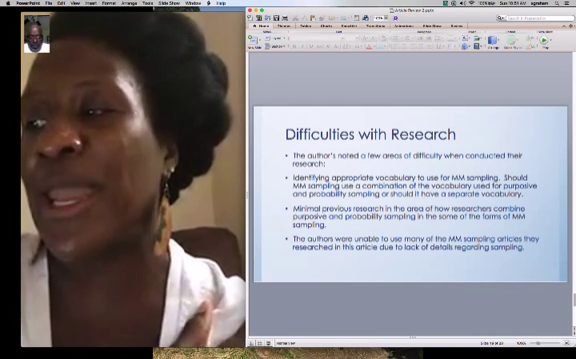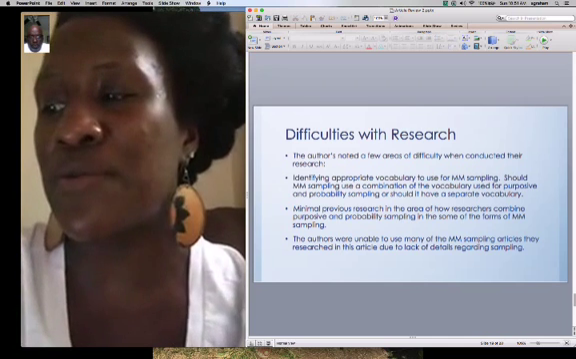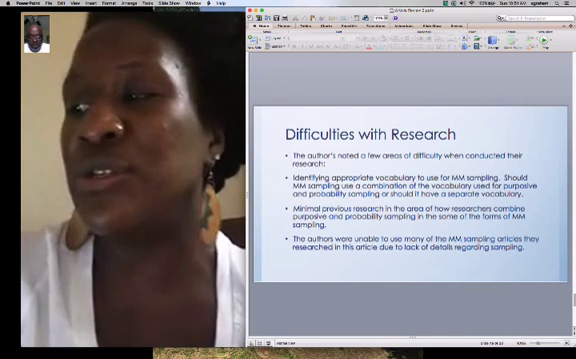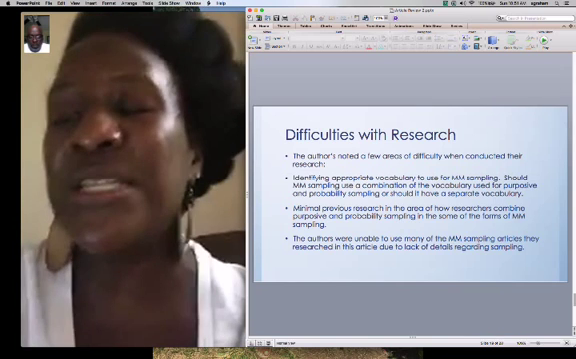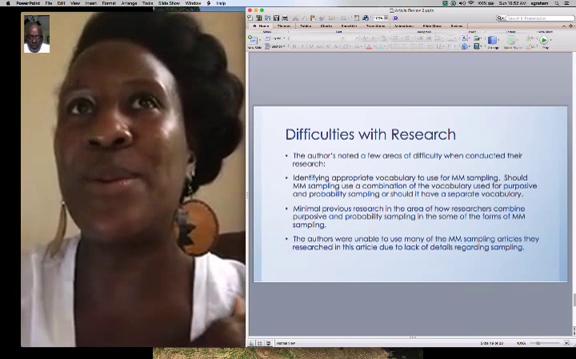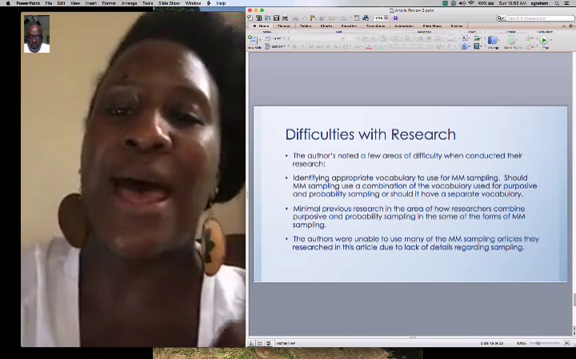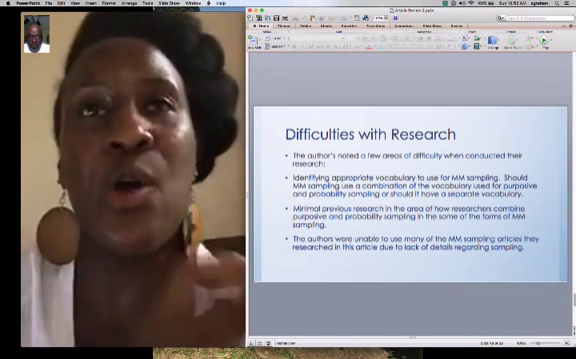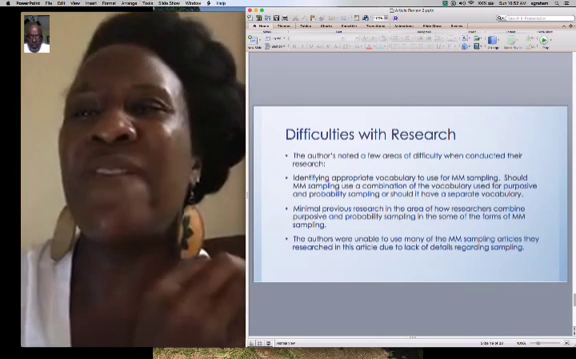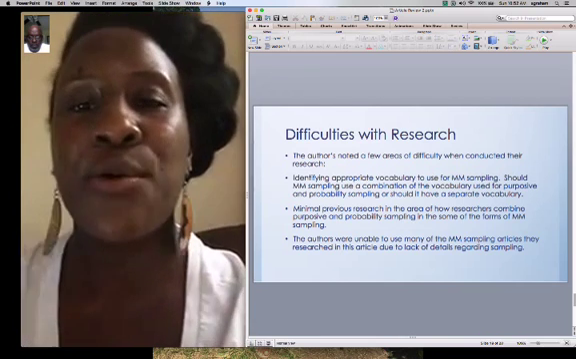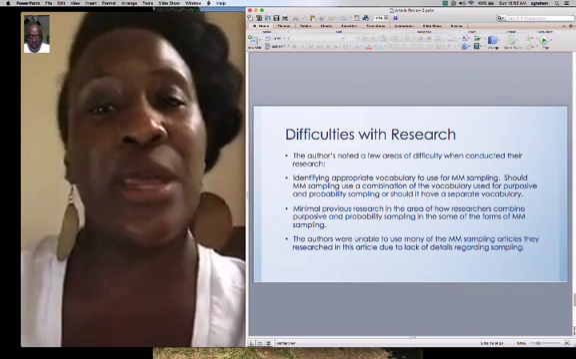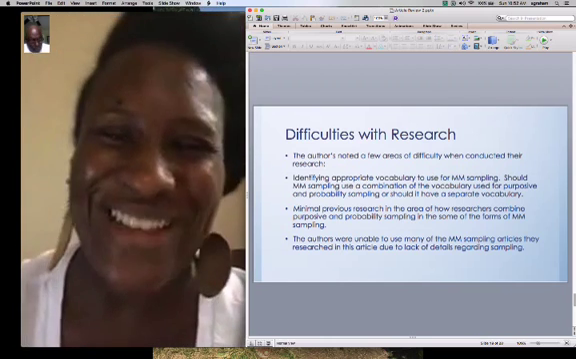And then lastly, the authors were unable to use many of the mixed method sampling articles they researched due to lack of details regarding sampling. So I guess that's where they generated guideline number 8, that if you're going to use mixed method sampling, you need to be very detailed in how you used it. You need to be very detailed in exactly how you used the probability data, how you used the qualitative data or the quantitative data, and be very specific, to increase reliability also, and so that other people can research you and know what you're talking about. Absolutely.